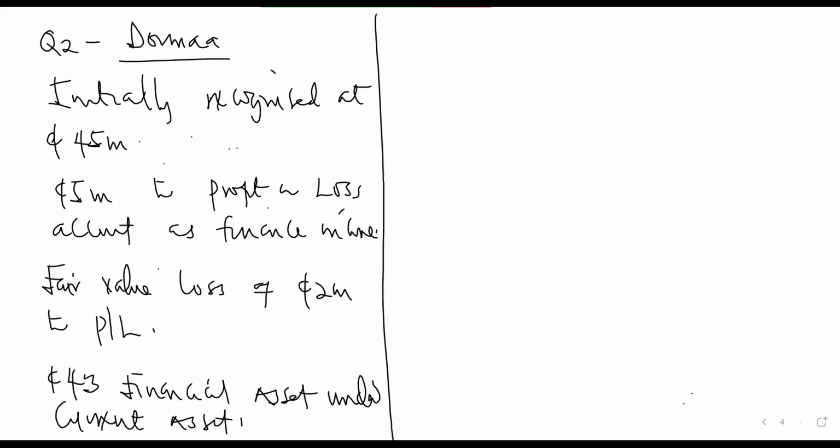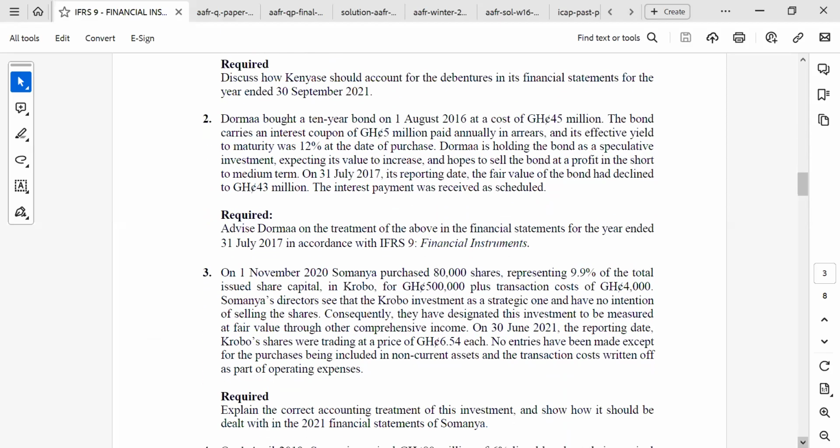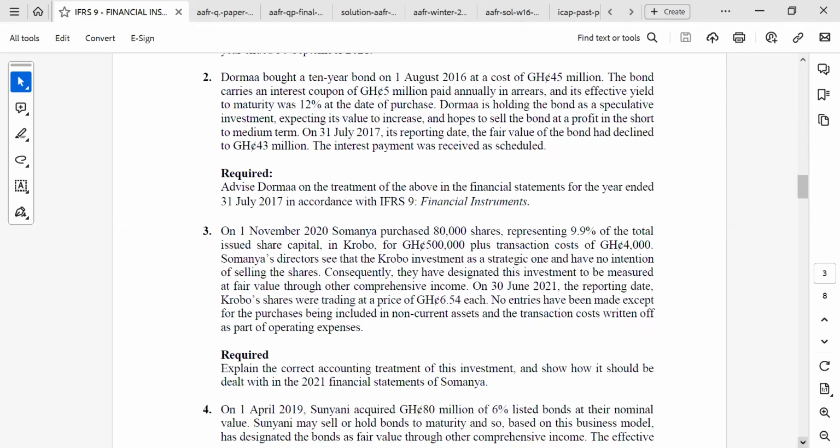All right. So that is all about that question. Okay, question number 3. I want us to solve all the classifications. So we have done the amortized cost, we have done the profit or loss. Let's do question number 3, a question on other comprehensive income.